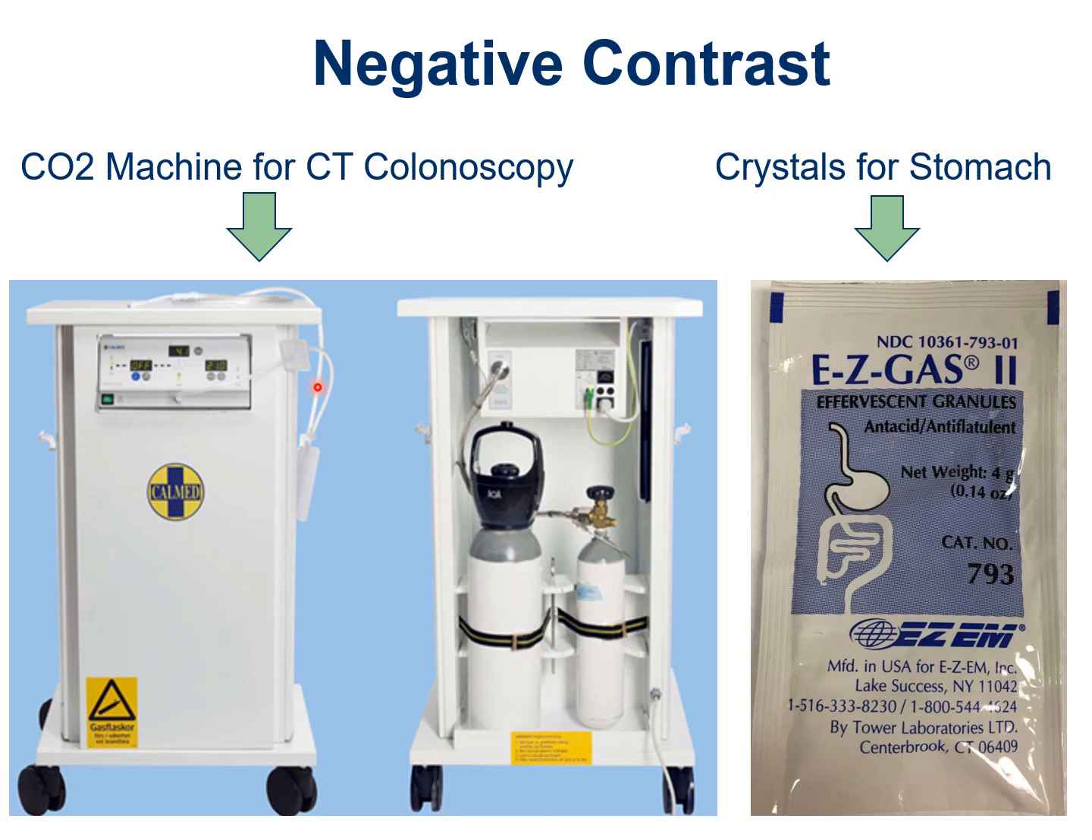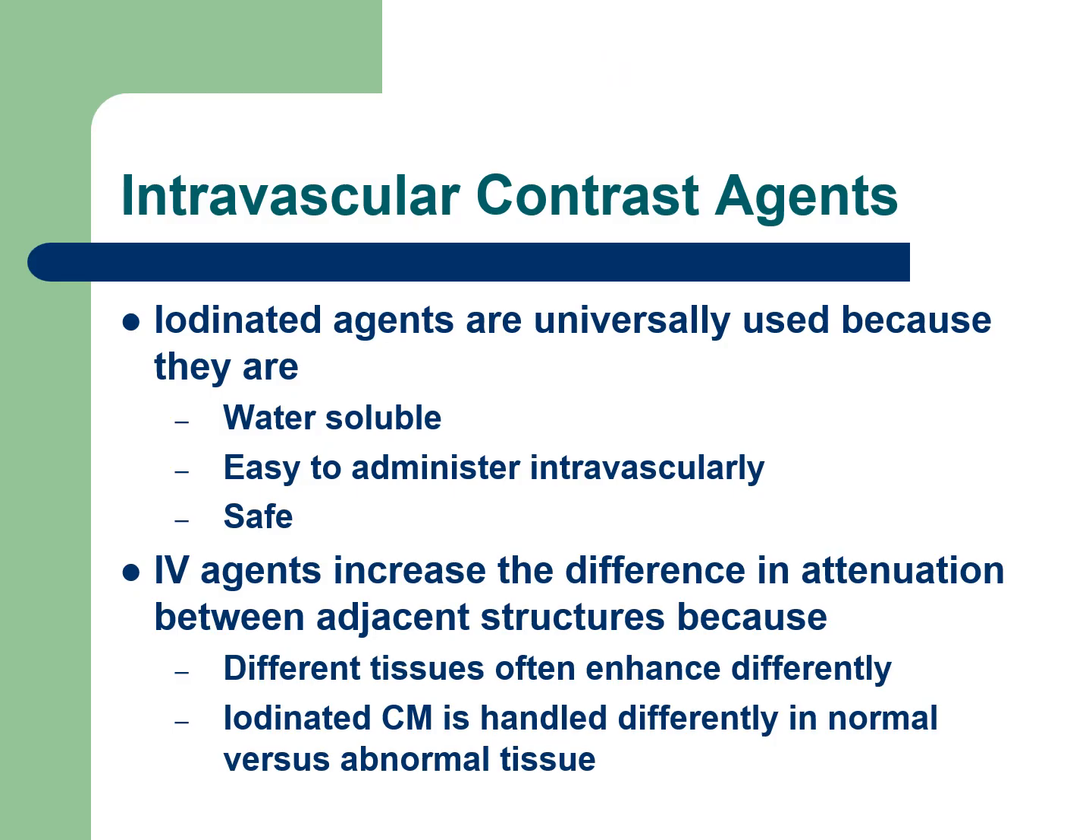But in CT, we might use a CO2 machine for doing a CT colonoscopy or colonography, whatever you want to call it, where we use the CT and then we have to administer a gas into the colon and fill it up. So the CT machine is done for that. So negative contrast is always going to be some type of gas. It could be room air or it could be CO2 or other things.